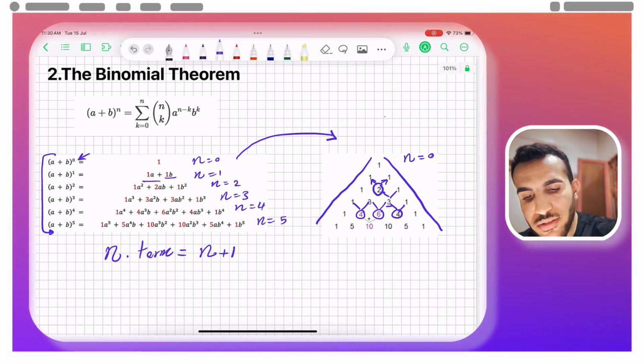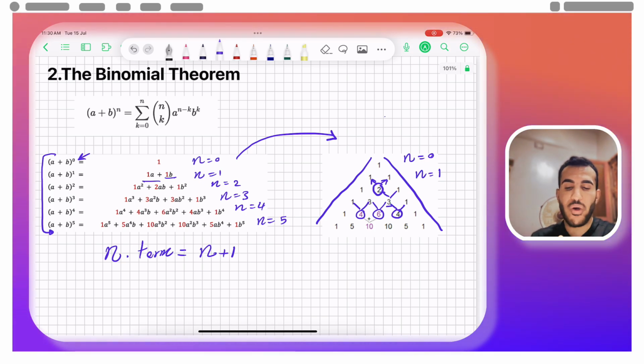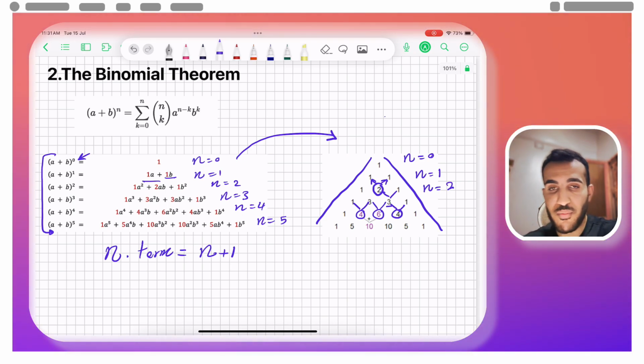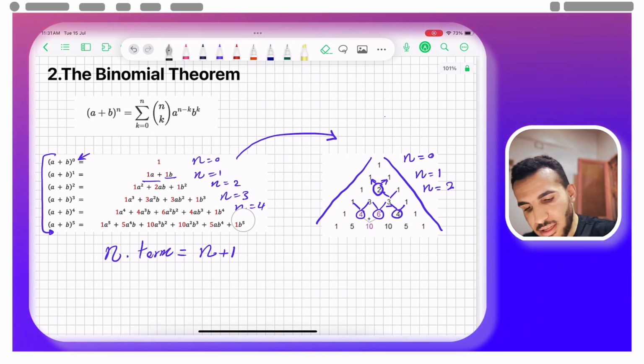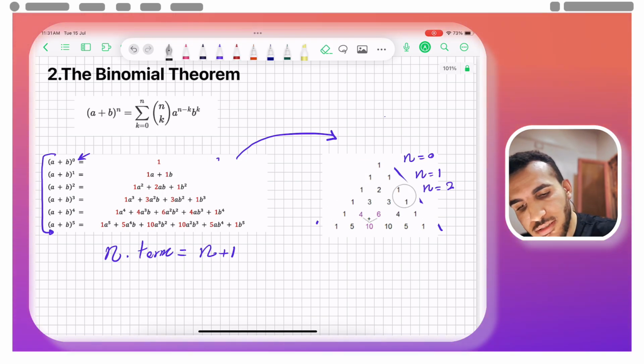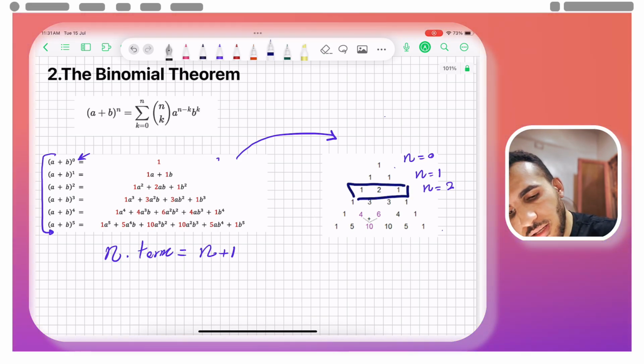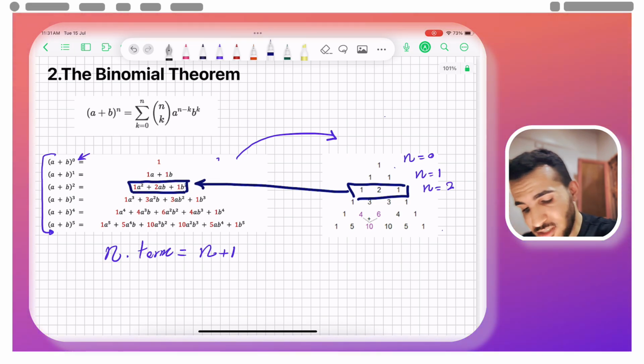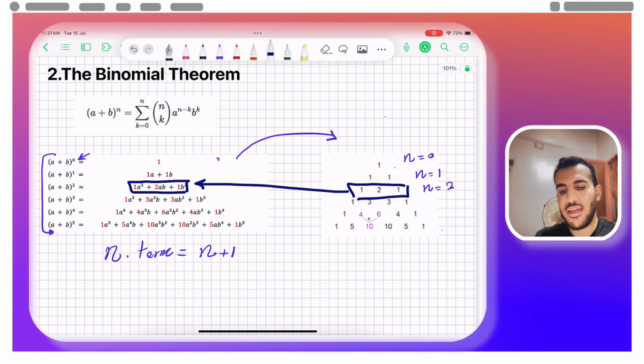This is when n equals 0, the same coefficient. This is when n equals 1. You're going to find 1 and 1, which are the coefficients for the terms inside the parentheses. Here you're going to find the coefficients when the expression is raised to the second power. Look at the corresponding line. Let me highlight one of them. When n equals 2, we explained it before in detail. Look at the expression raised to the power 2, and you're going to find the same coefficients we have inside that Pascal triangle.